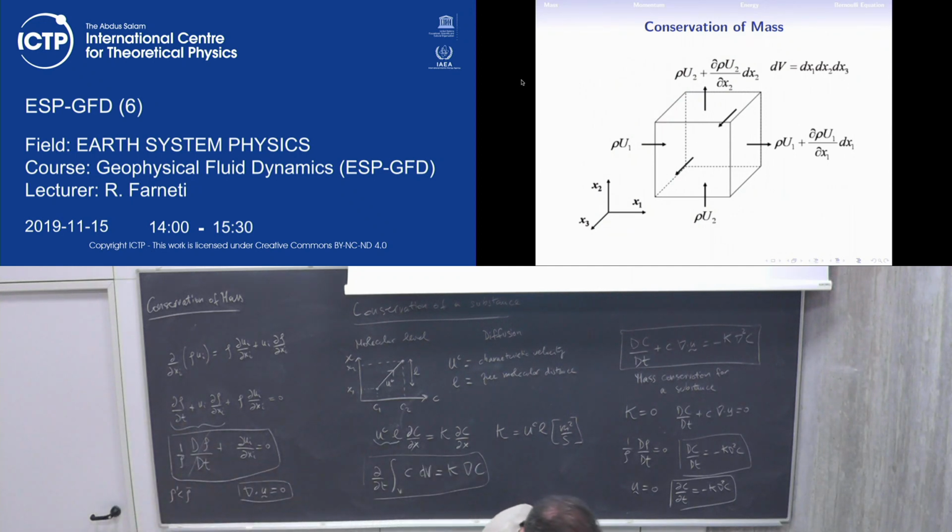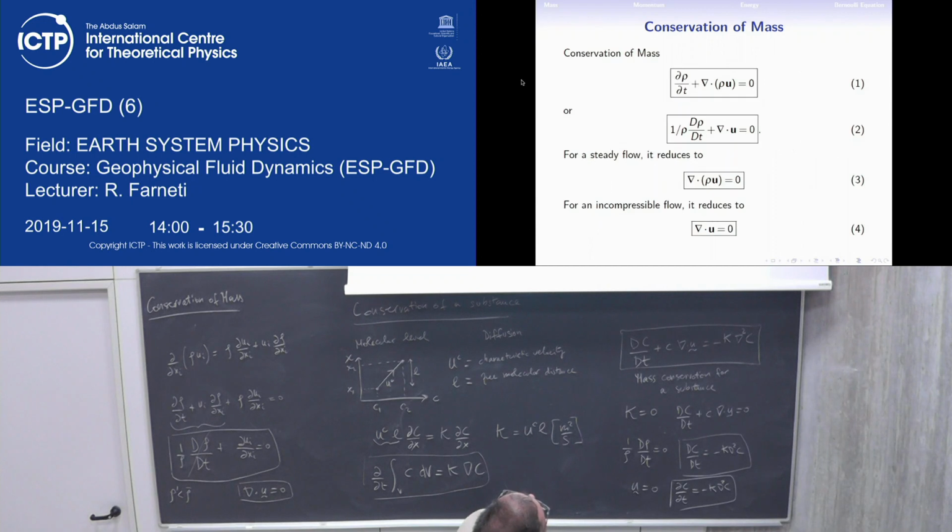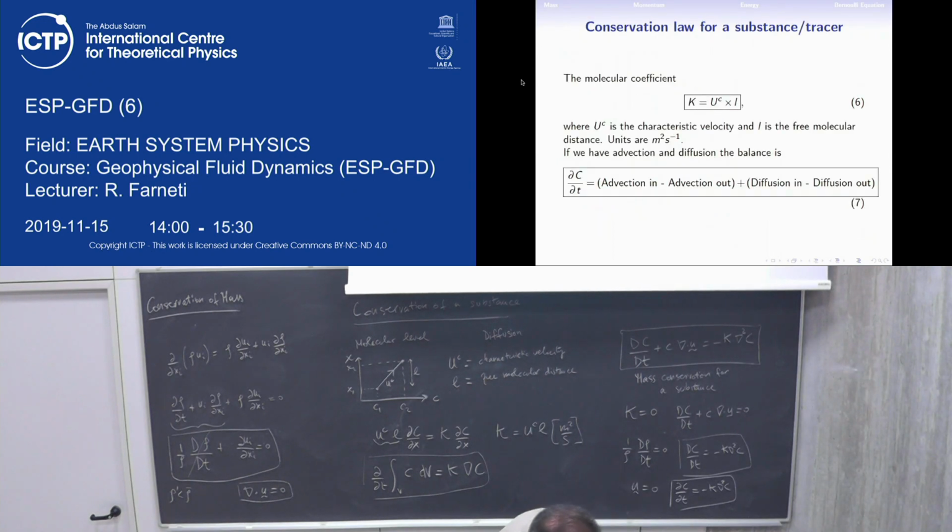Okay, so here in the slides you have whatever we did at the beginning, the starting point, with rho u1 on one side equal to rho u1 plus whatever happens in delta x, and we reach the conservation of mass, or you can write it with the Lagrangian derivative. For a steady flow, it reduces to equation number 3, and for an incompressible flow, it reduces to divergence free. This is an obvious application of continuity. And then the conservation law for a substance or a tracer. You have a molecular coefficient which is equal to U times L. That's why the unit is meters squared per second.